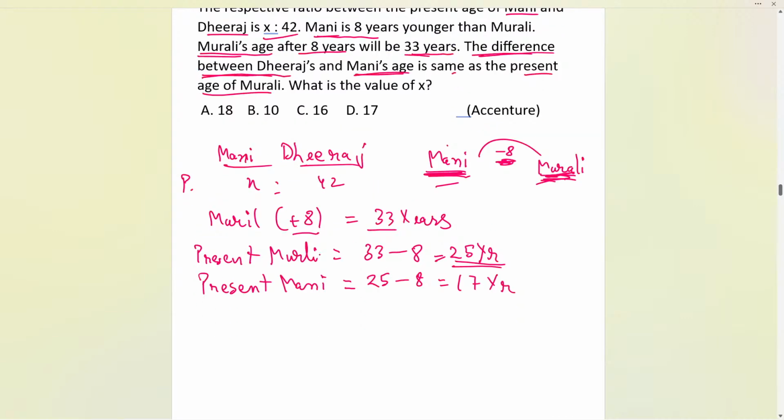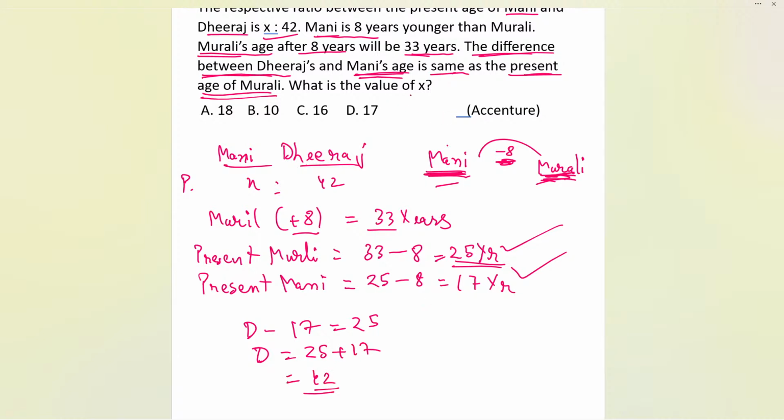Do we know Dheeraj's age? No, we don't know. So we write the difference between Dheeraj and Money. Money's age, do we know? Yes, 17. That is equal to the age of Murli, which is 25, already calculated. So D will be 25 plus 17, taking 17 to the other side. What are we getting? We are getting 42 years.